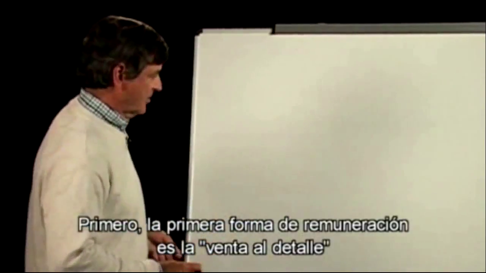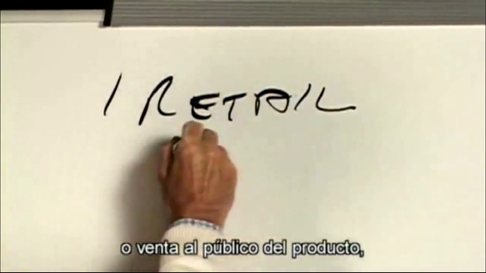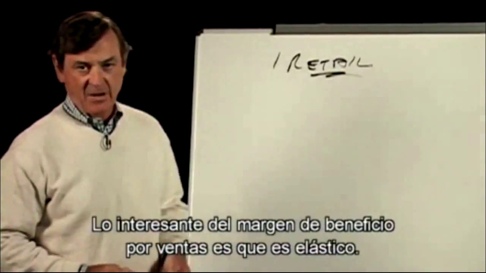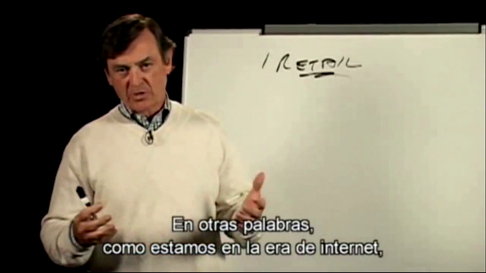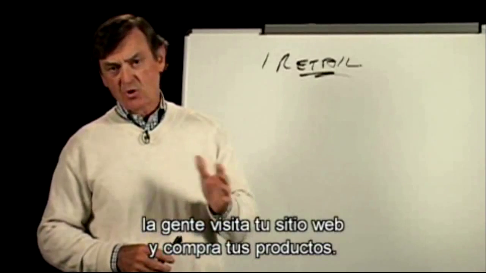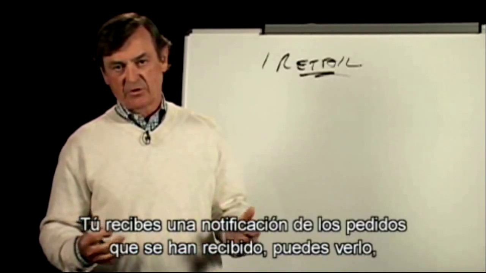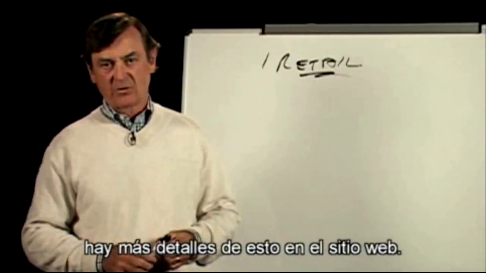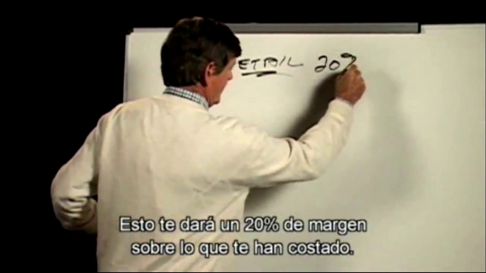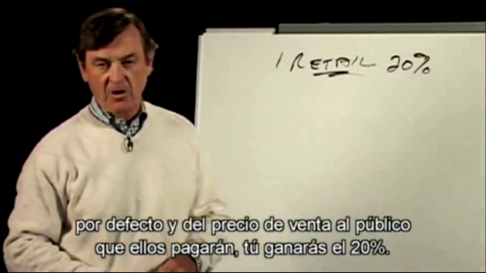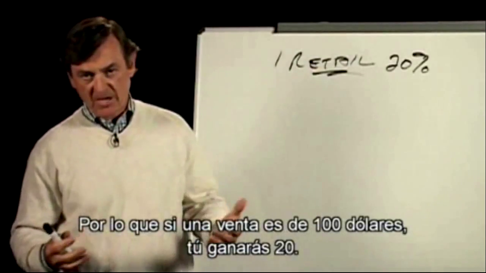First of all, the different areas of compensation start with retail. In other words, retailing the product itself. It's a retail profit margin. And what's interesting about the retail profit margin is it's somewhat elastic. In other words, because we're certainly in the age of the internet, people will go to your website and they will order product. And you'll get a notification of when orders come in. You can actually see it. There's tremendous detail on the website. But that's going to give you a 20% markup to your cost. So if people go into the website, the default on what they'll be paying retail, you'll earn 20%. So if there's a $100 sale, you make $20.